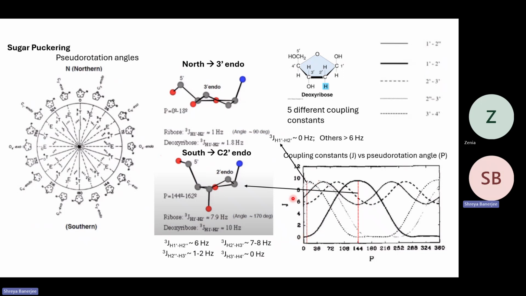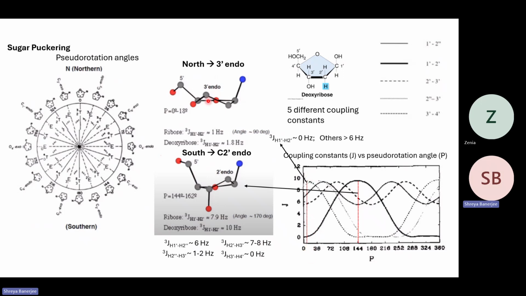So there are 5 J values. How each of these J values changes with the pseudo rotation angle P has been plotted. For the north structures, 3' endo structures, pseudo rotation angle P varies from 0 to 18 degrees. Let us consider 9 degrees, and we have drawn a vertical from around 9 degrees.